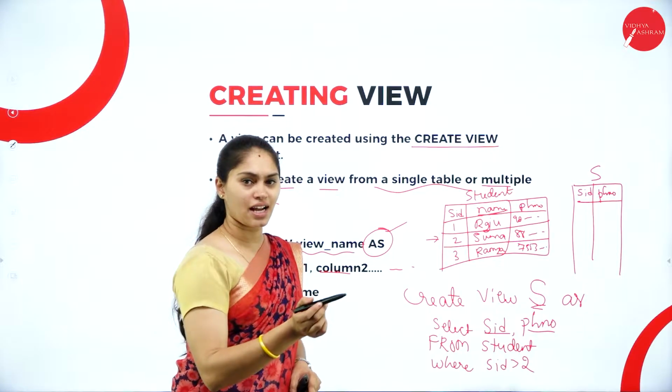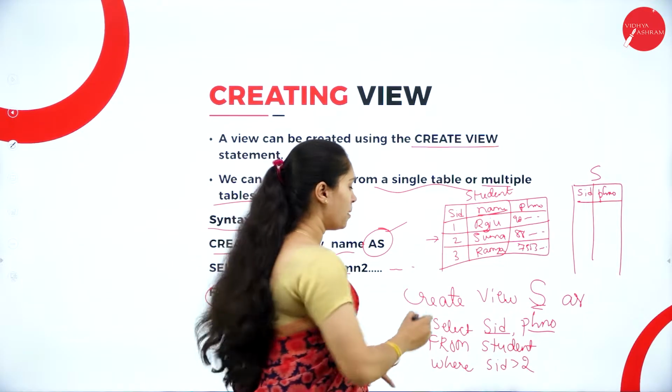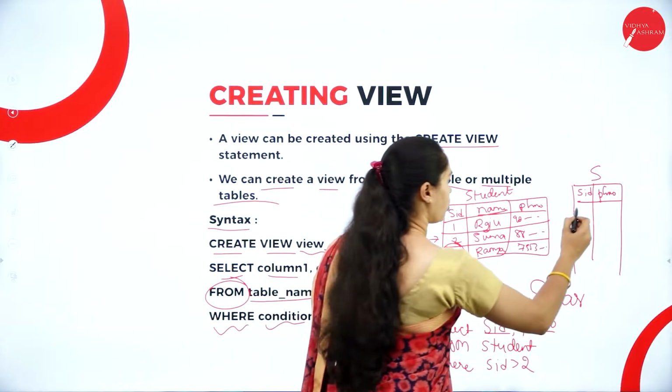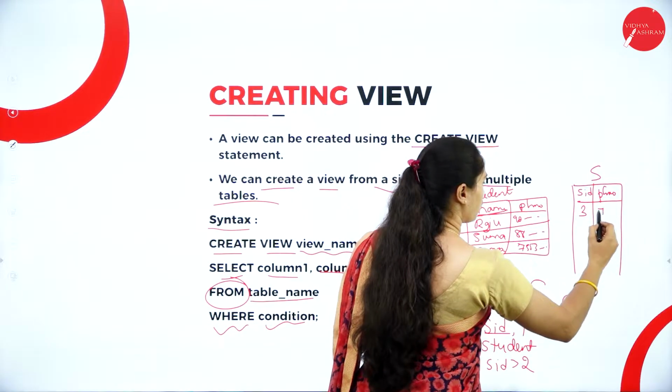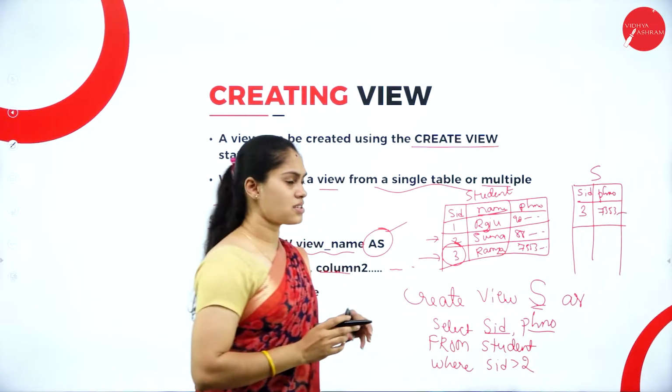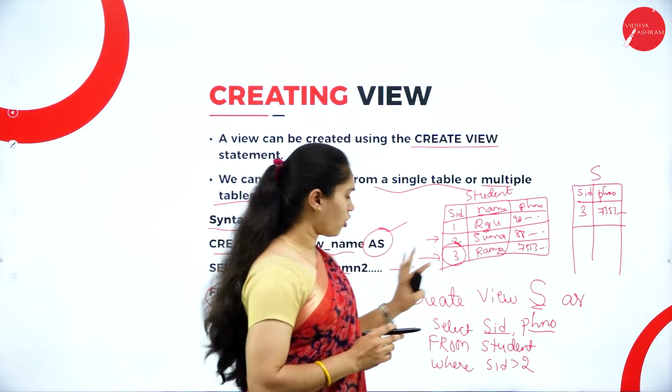It is greater than 2. So we need to leave 2 by, we have to take only 3. So what will the output be? Student ID will be 3 and the phone number will be like 7353 and certain other numbers. So this will be the result of a view.